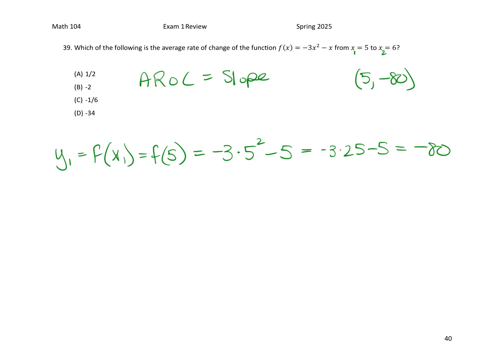That's my x1, y1. Okay, my y2 I'm going to get by plugging my x2 into the function f. So I'm going to do f of 6. So that's negative 3 times 6 squared minus 6. So I'm replacing all of the x's in this equation with a 6. So 6 squared is 36. So this is negative 3 times 36 minus 6.